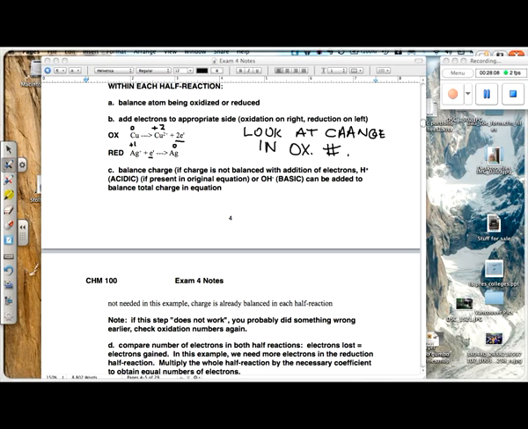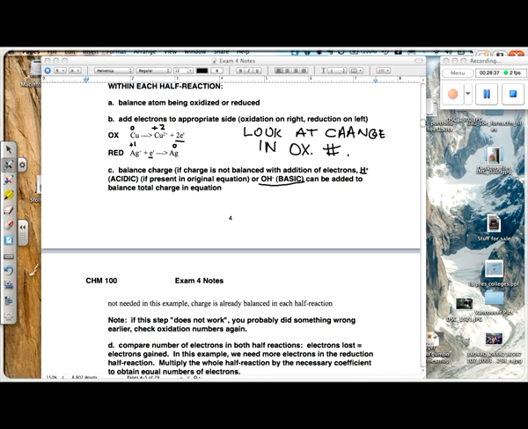If charge is not balanced with the addition of electrons, we need to balance charge. H plus is added if it's present in the original equation. We are not going to do the other type in Chem 100. We're just going to do the H plus. That is not needed here. Let me tell you what I'm talking about with charge. This is important. This is why batteries stop working.